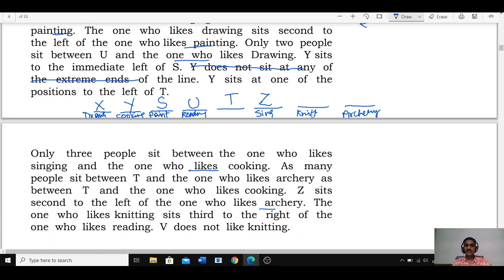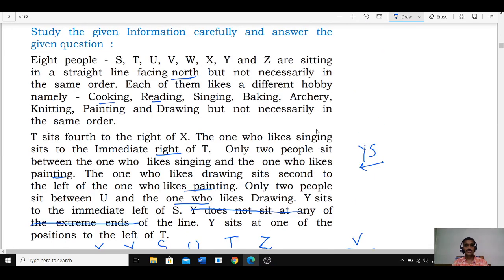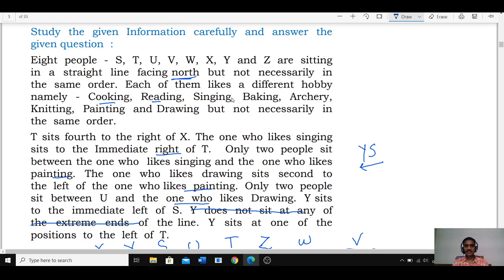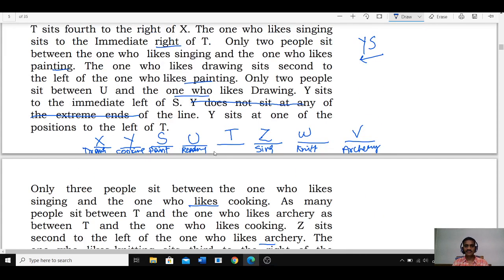V does not like knitting. V cannot be here, hence V must be here. Then tell me who is the person left over here? S, T, U, V, W, X, Y, Z. And what is the other hobby left over? Baking is the one left over, and this T is baking.